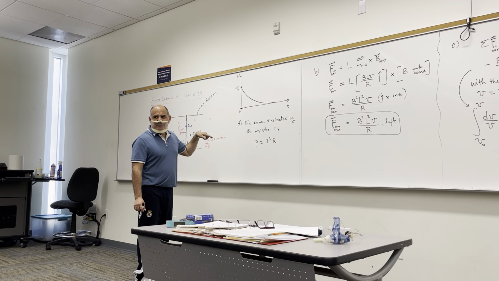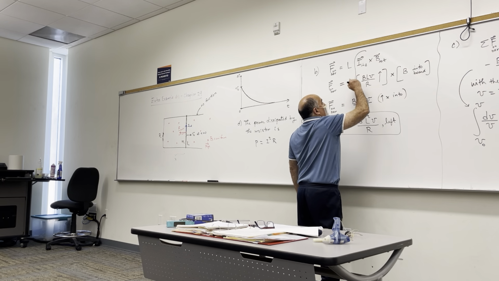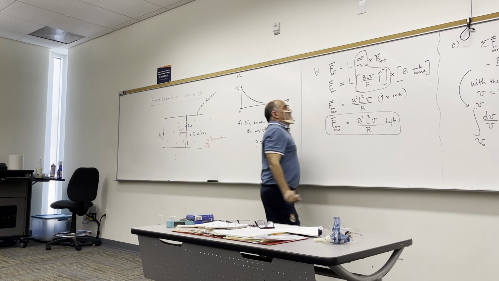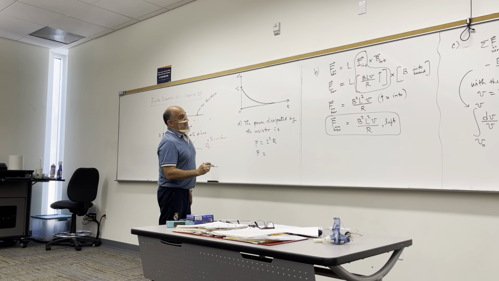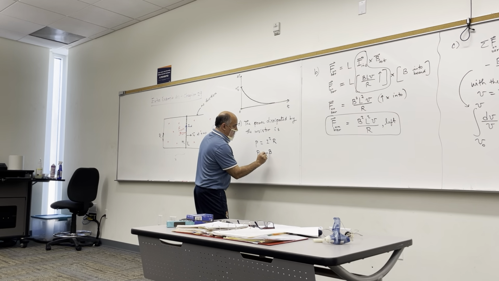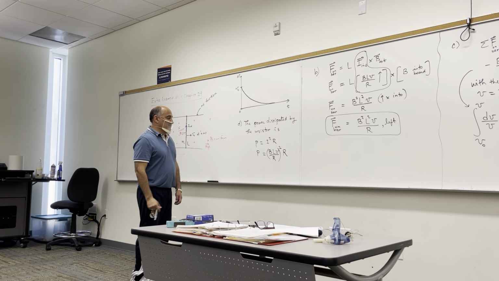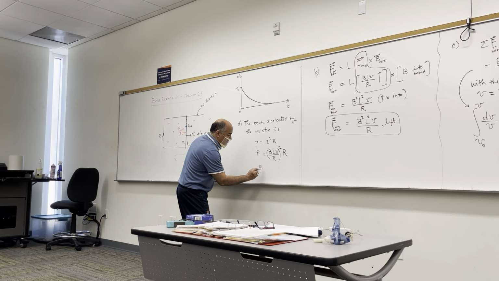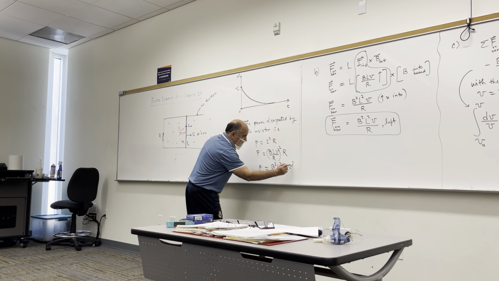I think I erased it, right? I had the current. Actually, I have it right here, right? The current is B L V over R, and then times R. So the power dissipated by the resistor is B squared L squared R times V squared, right?